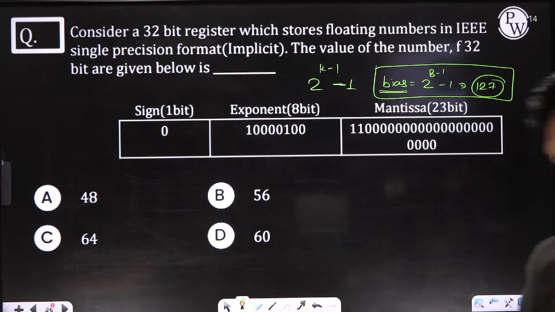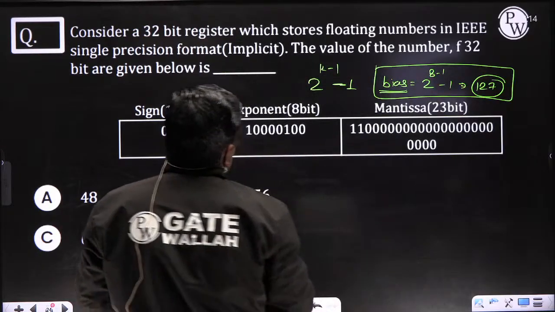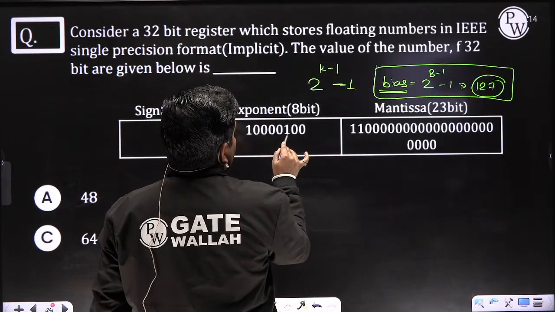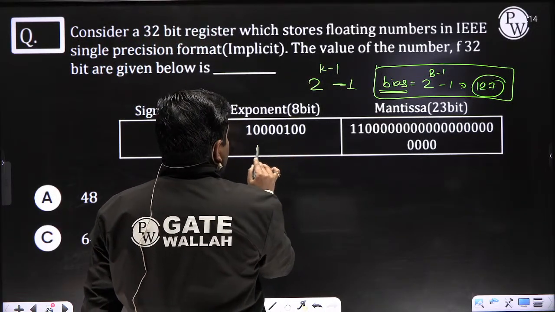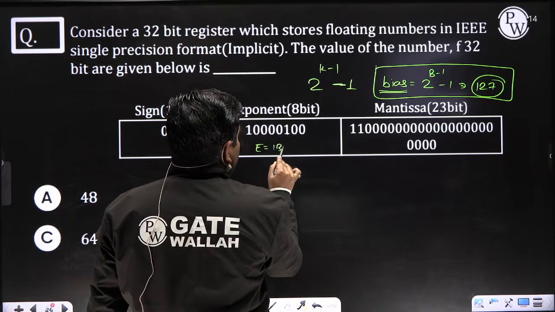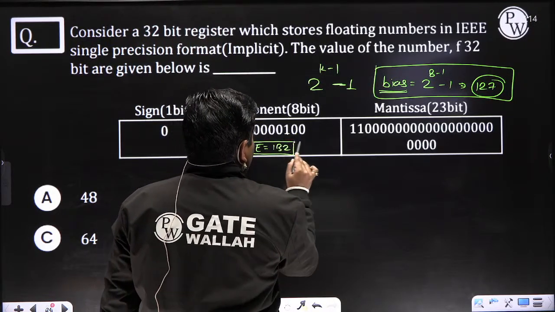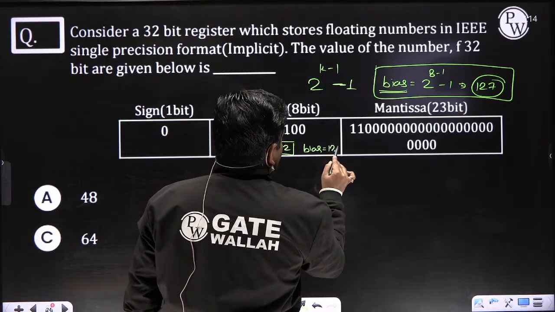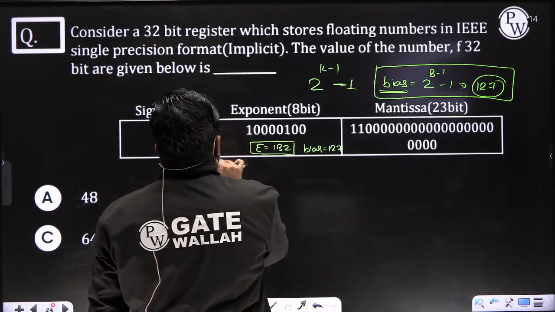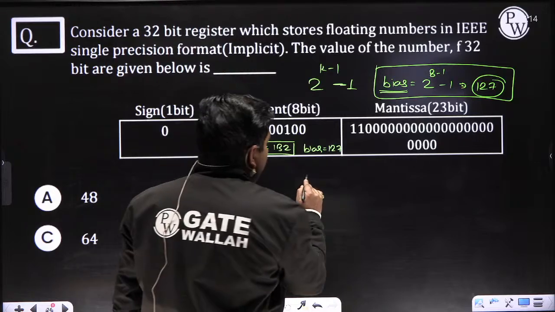देखिए बच्चों, how you can write? What is the value of E? 1 2 4 8 16 32 64 128. So capital E will be 132. Bias will be 127. S is 0. What is the value formula?